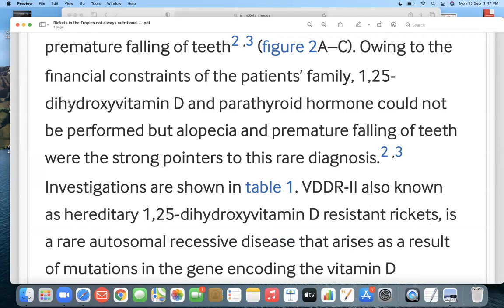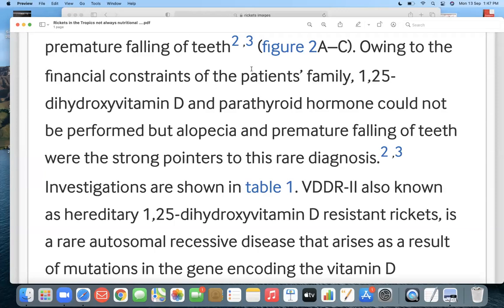Sorry, Doctor. Sorry, I just want to know what's the difference between vitamin D resistant rickets and vitamin D dependent type 2 or type 1. Okay, we will discuss it after this.